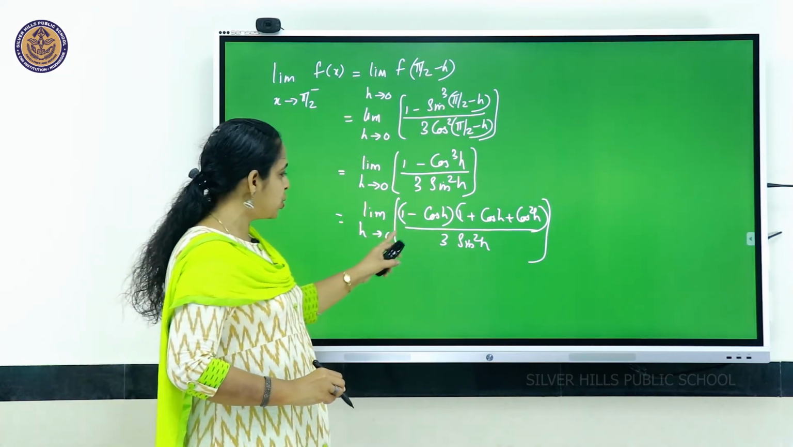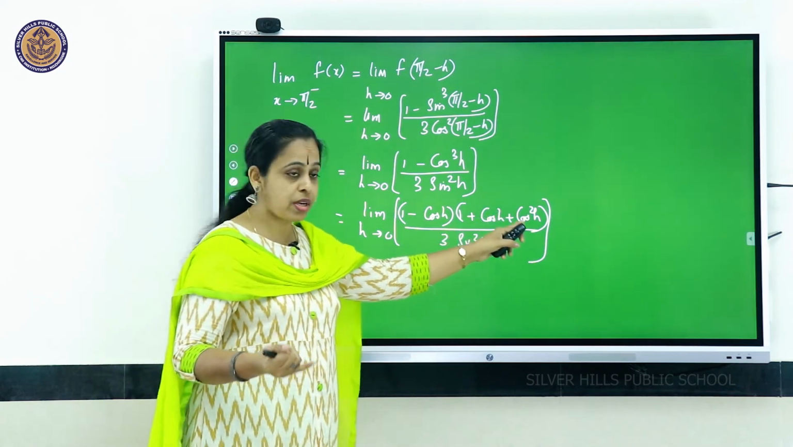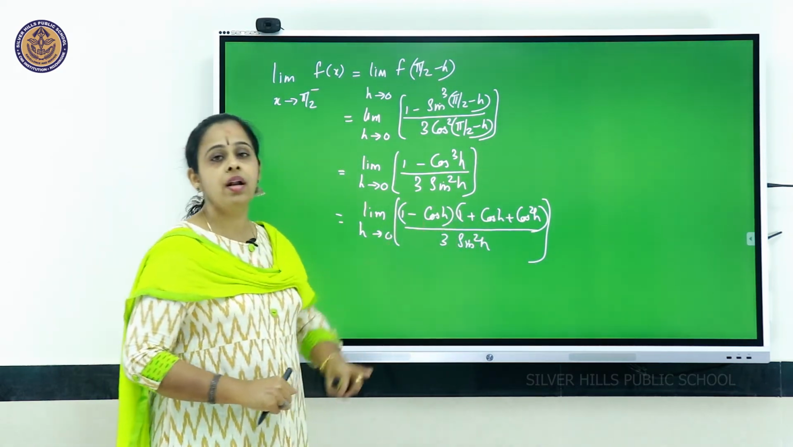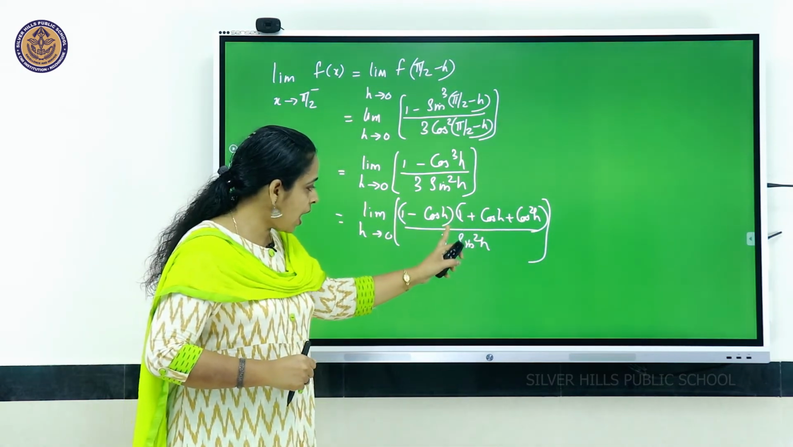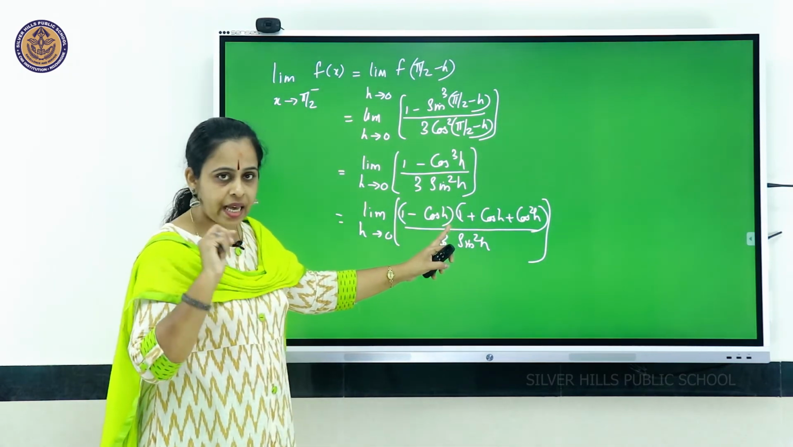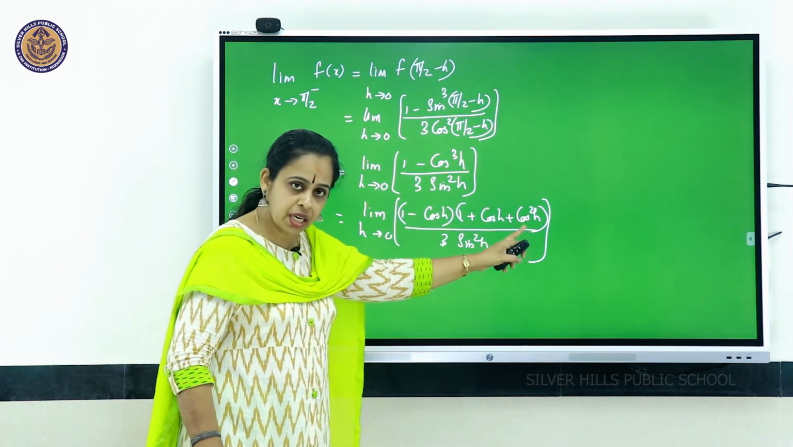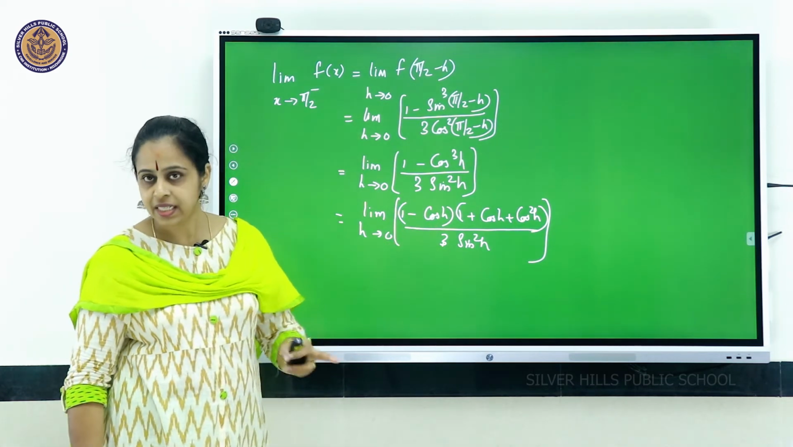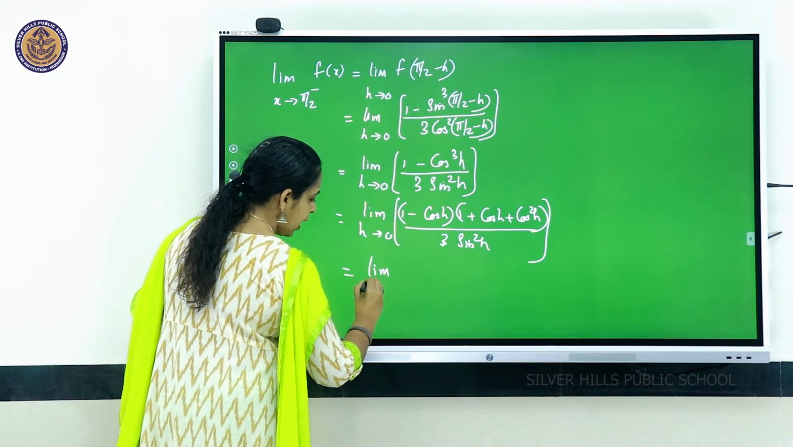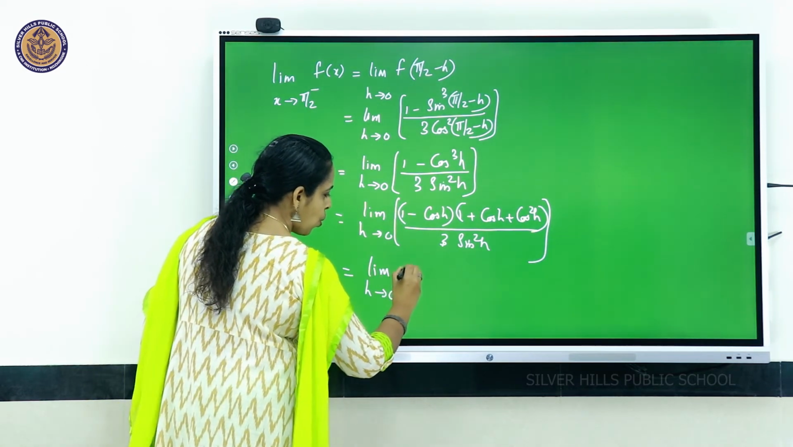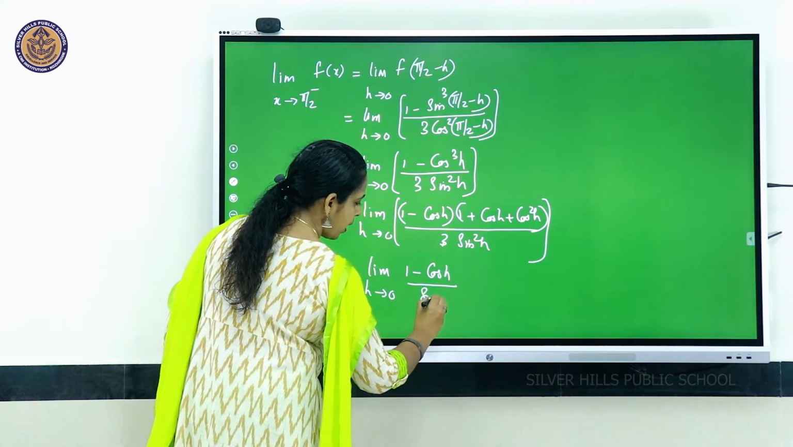Now, we can put h equal to 0 here. Cos h will become 1. Cos square h also 1. Here 1, 1 plus 1 plus 1, 3. The 3 and the denominator 3 will get cancelled. When we apply the limit to the second bracket, it will become 3 and the 3 in the denominator will get cancelled. Remaining: limit h tending to 0, (1 minus cos h) by sin square h.